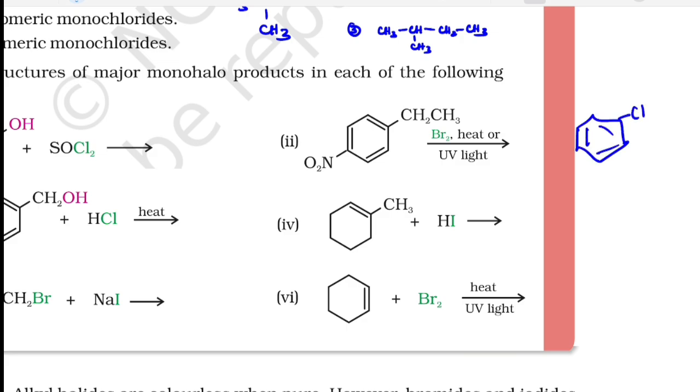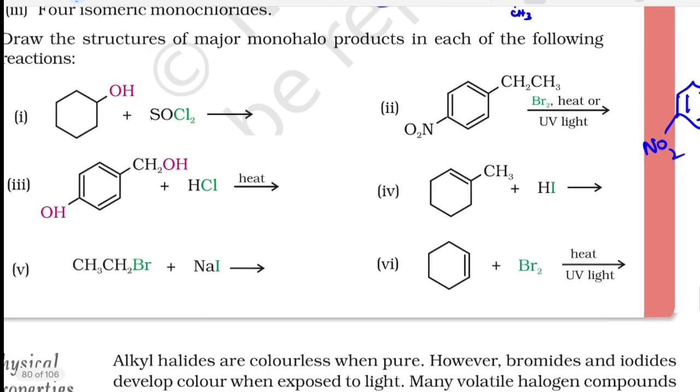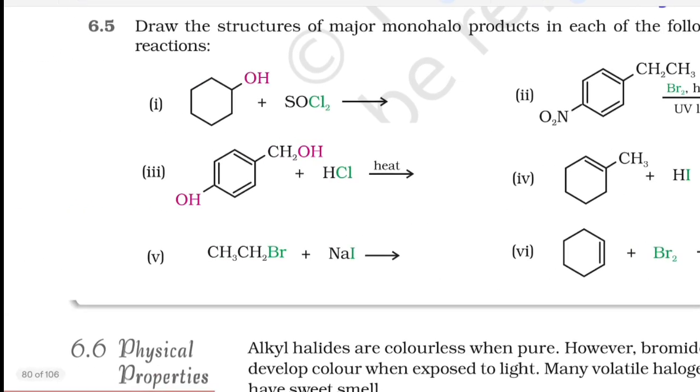So here CH, Br, CH3 and then NO2. So this is the product. Next here HCl is present and you can see 2 alcohols are present. So which alcohol do you have to substitute with chlorine?